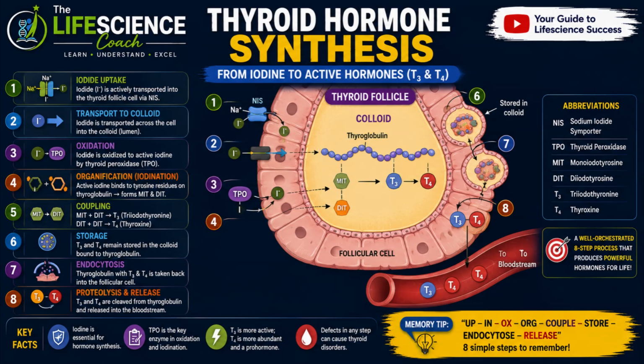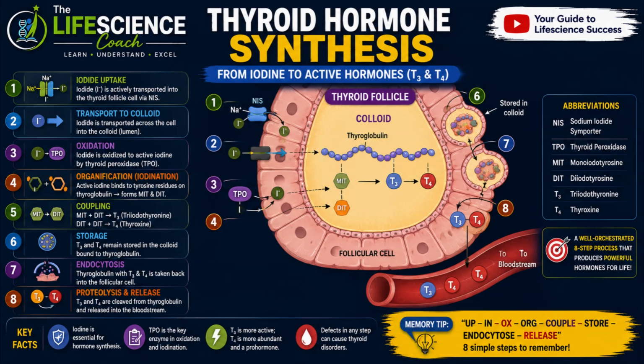The activated iodine then binds to tyrosine residues present in a protein called thyroglobulin. This process is called organification or iodination and forms two important intermediates, MIT, monoiodotyrosine, and DIT, diiodotyrosine. The next step is coupling. One MIT combines with one DIT to form T3, triiodothyronine, while two DIT molecules combine to form T4, thyroxine. These hormones remain stored in the colloid attached to thyroglobulin until the body requires them.